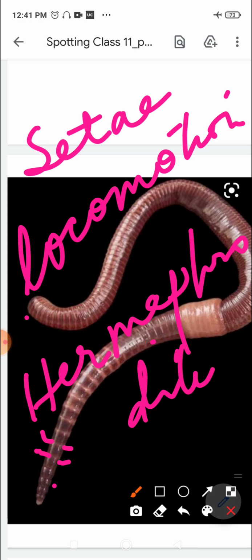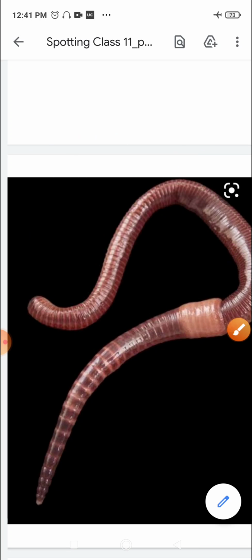Prostomium is present in the anterior region, and dorsally it overhangs the mouth like a hood. Then the presence of setae towards the lower surface helps in locomotion. So these are the diagnostic features.